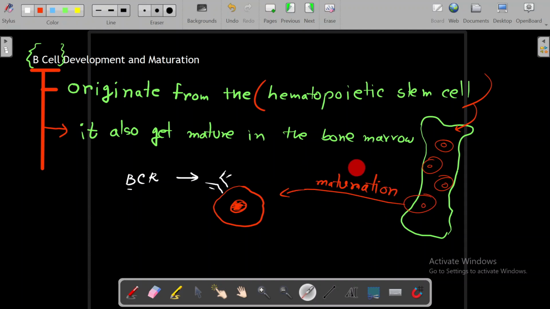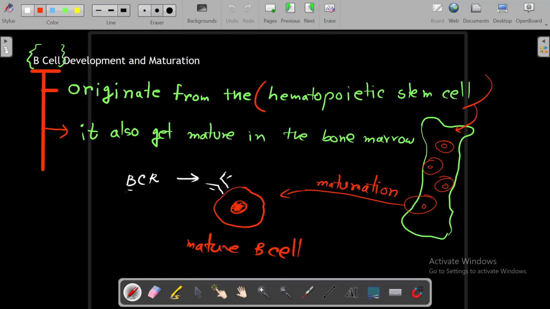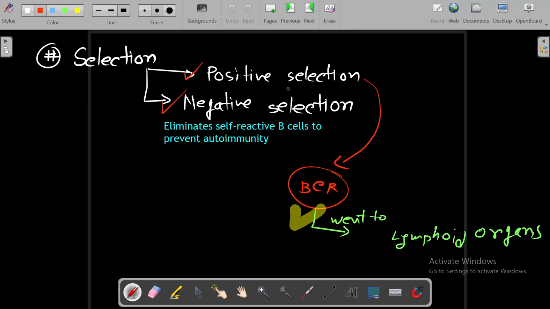So why is this maturation needed? This maturation is needed for the receptor, the B cell receptor, and this whole cell is now a mature B cell. During the maturation of B cells, two selections happen. The first one is positive selection, and the second one is negative selection. In positive selection, the production of the B cell receptor is ensured. Positive selection ensures that the B cell contains the B cell receptor.